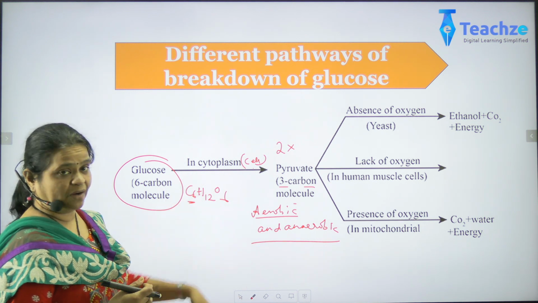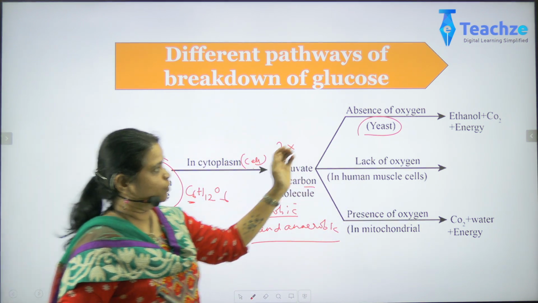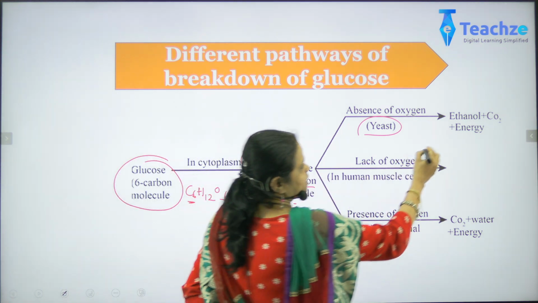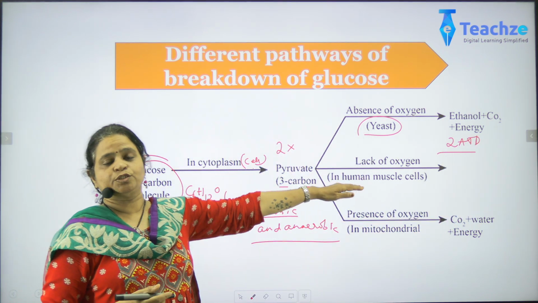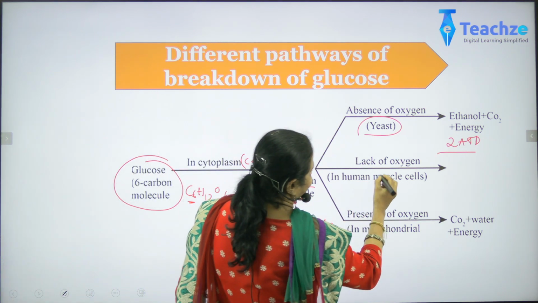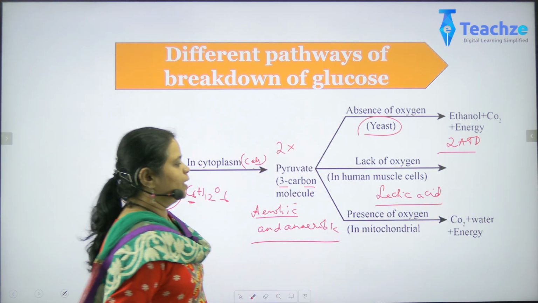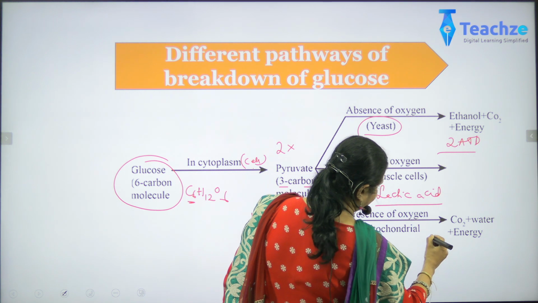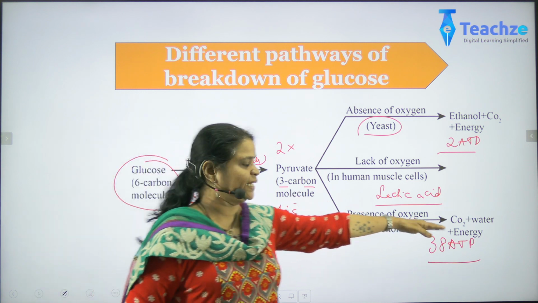Now, what happens after that? If there is no oxygen, as we already saw in the case of yeast, it produces alcohol and carbon dioxide and less amount of energy. The energy is just close to 2 ATP, which is produced here. And if there is no oxygen, that is your muscles are very tired because of lack of oxygen, which causes cramps, it produces lactic acid. And in the case of oxygen, it produces more energy, carbon dioxide and water. It is 38 ATP. So you can just look at ATP levels.